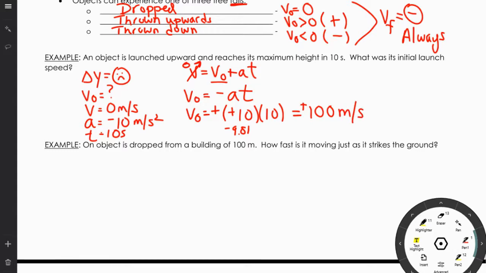Another way you could do this pictorially, if you were to do a motion diagram, each dot in the motion diagram represents a second of travel. So you would have 10 dots going up and 10 dots coming back down if you're looking for the second half of the problem.